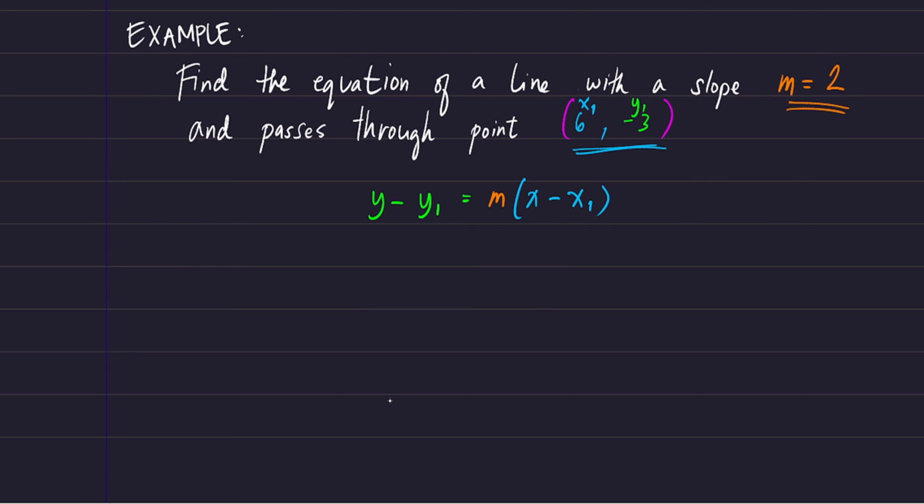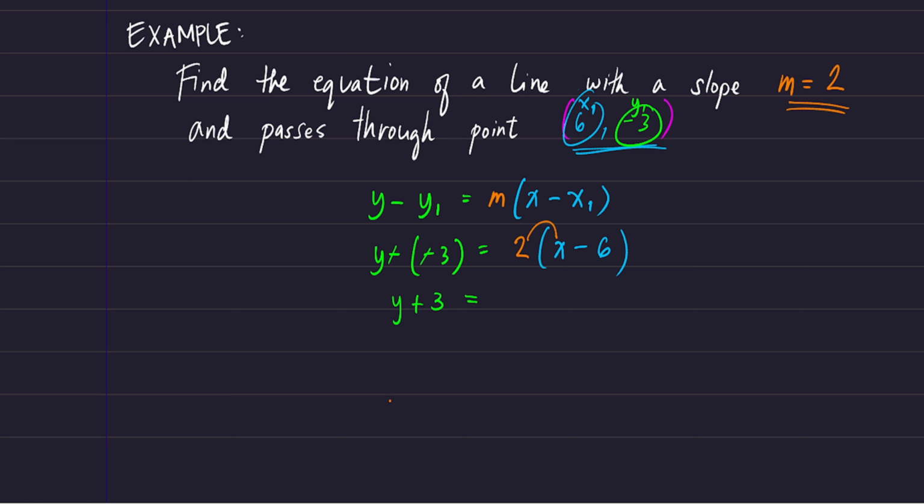So, substitute natin yung values. Y minus y sub 1, which is negative 3. So, y minus minus 3 is equal to m, which is 2. So, we have 2 times x minus x sub 1, which is 6. Ayan. Sa ating left-hand side of the equation, y minus negative 3, makakancel yung negative. So, we have positive ngayon dyan. So, we have y plus 3. And this is equal to 2 times x minus 6.